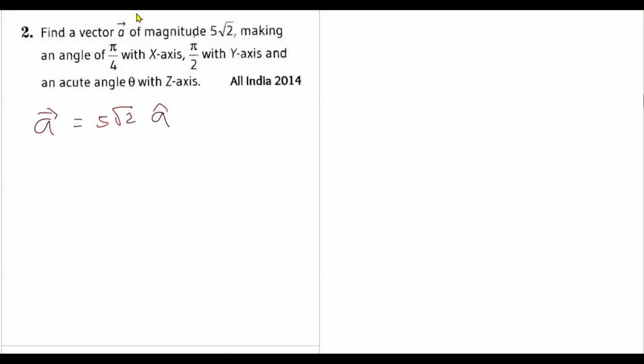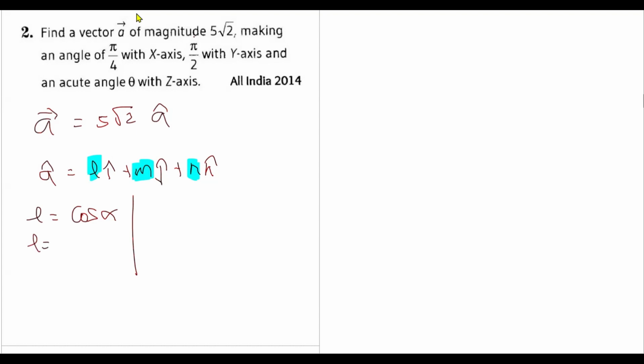What you should also know is that A cap is l i cap plus m j cap plus n k cap, where l, m, n are the direction cosines. And what are direction cosines? These are the cosines of the angles made by the line with the positive direction of x-axis, y-axis, and z-axis. So let's first obtain l here. As you can see, the angle made by the line with the x-axis is pi by 4. So cos pi by 4.